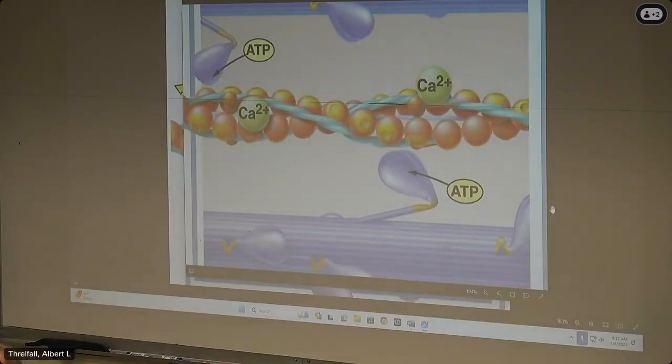So apparently, the myosin heads have to bind ATP to break those cross bridges. If there's no ATP, the cross bridges can't break. This is the basis of rigor mortis. When you die, your ATP is depleted, your muscles remain contracted. You've all seen that dead animal on the side of the road all contorted.